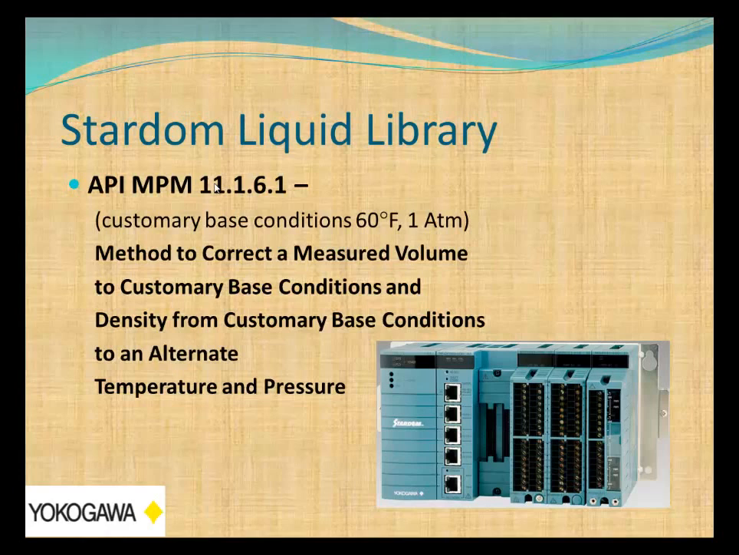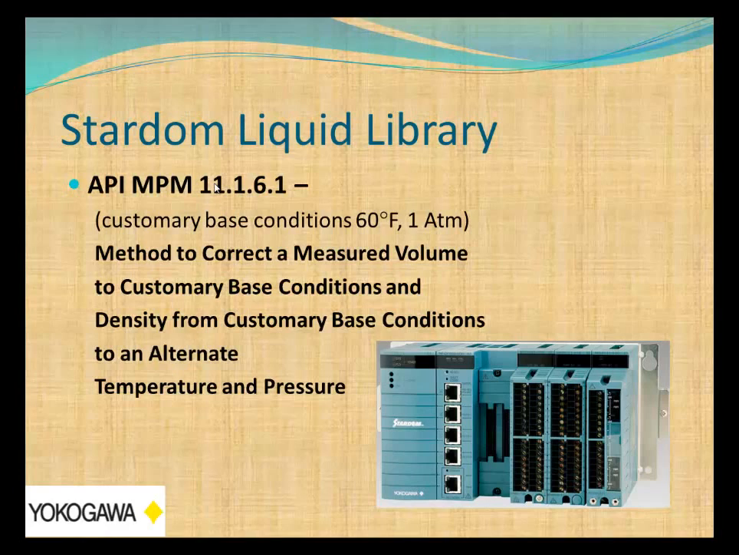So I'm going to start off with the API MPM 11.1.6.1 algorithm, which is the method to correct a measured volume to customary base conditions and density from customary base conditions to an alternate temperature and pressure.